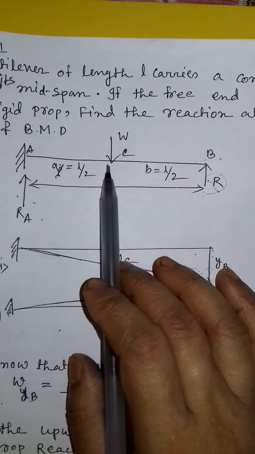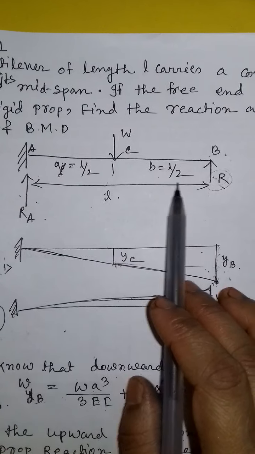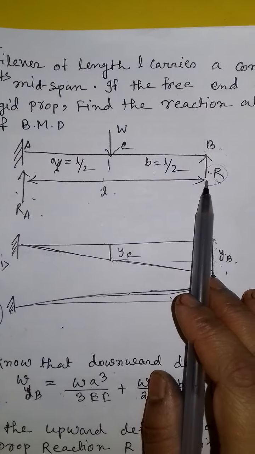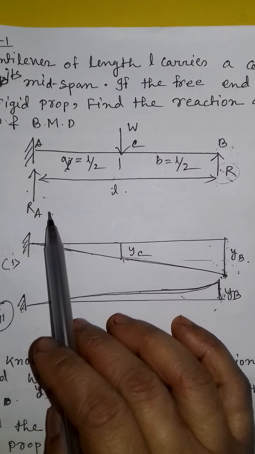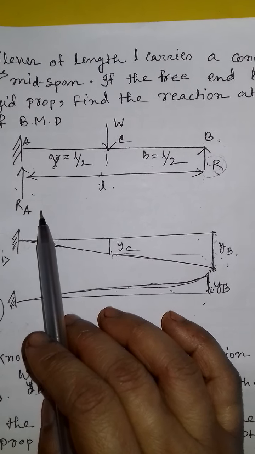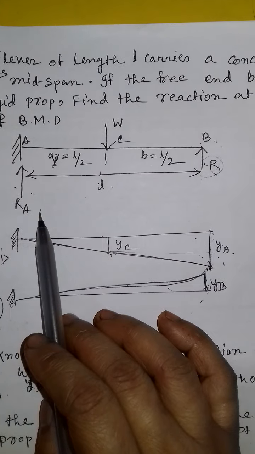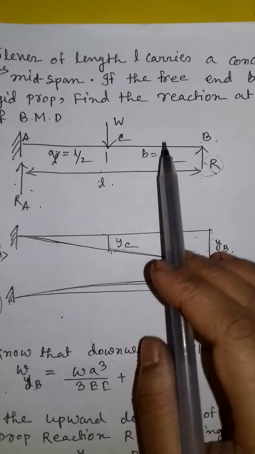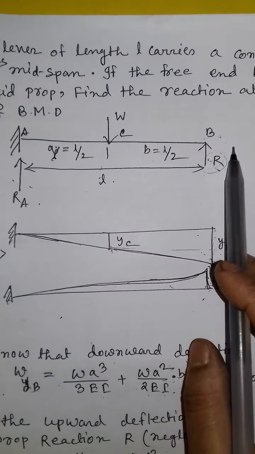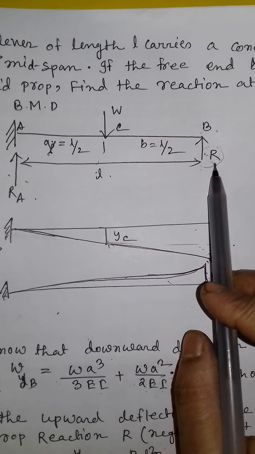This is the propped cantilever. W is acting at the midspan of the beam. Length of the beam is L. So let's see how you have to analyze the beam. First, you have to consider the point load only without considering the prop reaction.